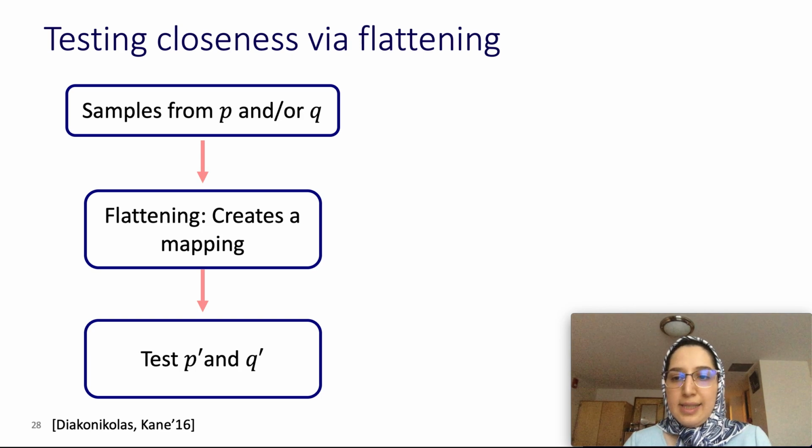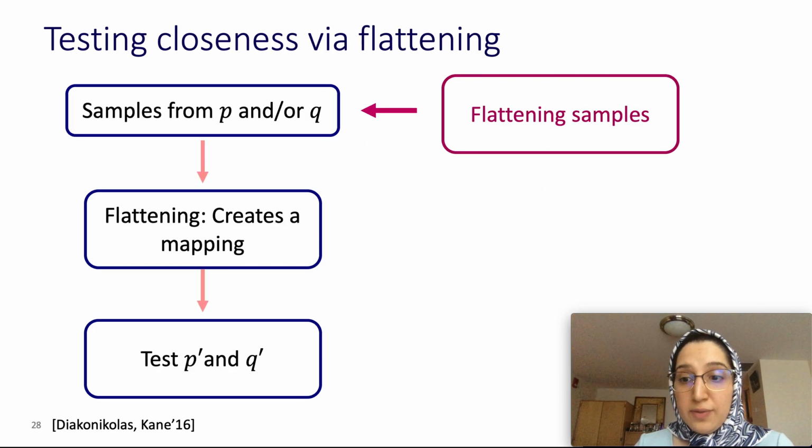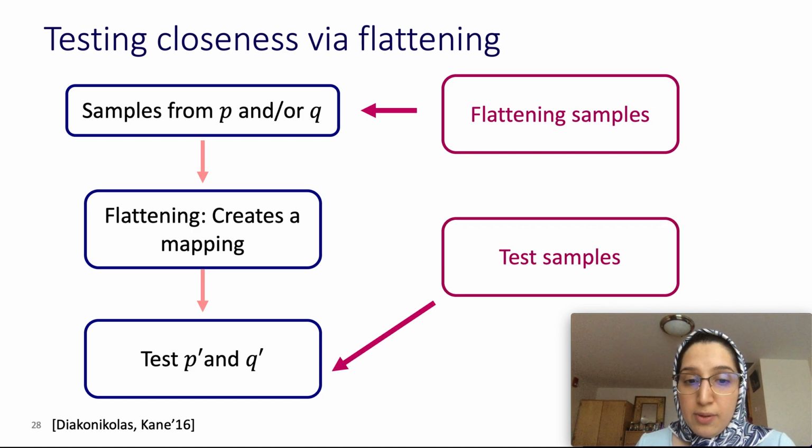So now the testing algorithm is sort of easy. We draw a bunch of samples to determine the flattening scheme, the splitting scheme, and map the elements, and draw a new set of samples to test, using the statistics that I explained earlier, whether P prime and Q prime are equal or not. Note that these are two disjoint sample sets. I do not reuse the samples.